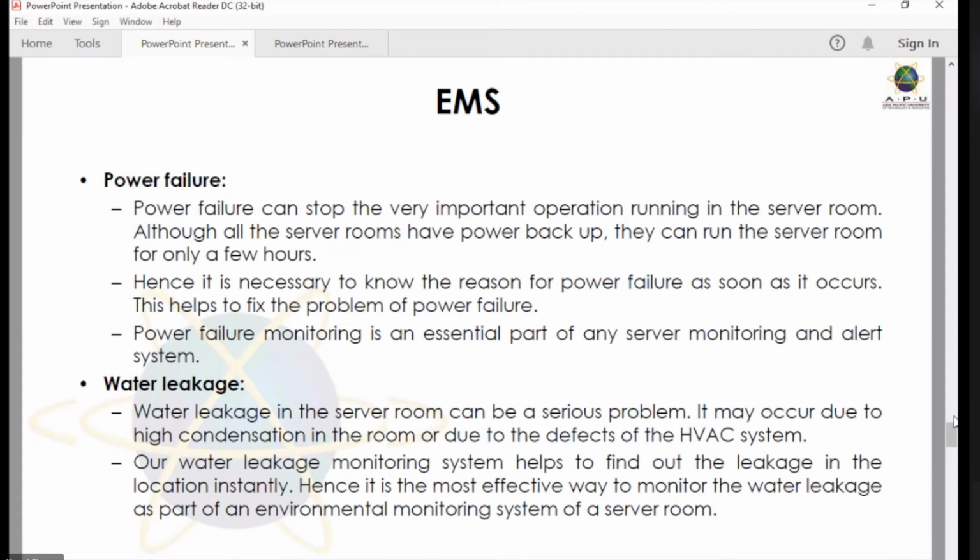Water leakage in the server room can also be serious. It may occur due to high condensation in the room or due to defects of the HVAC system. A water leakage monitoring system helps to find the leakage location instantly, and hence it is the most effective way to monitor water leakage as a part of the environmental monitoring system of a server room. So EMS also includes a water leakage monitoring system. We have this in BMS. It is also a critical component in EMS to be monitored.